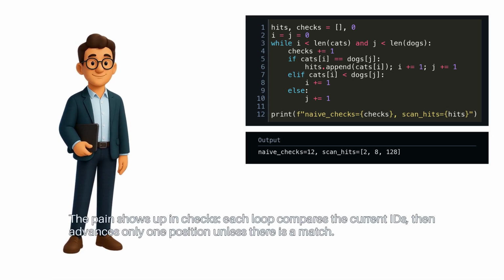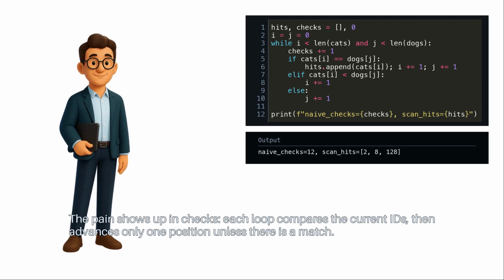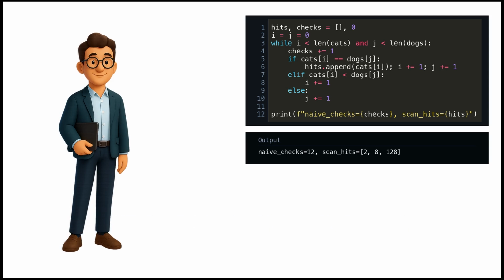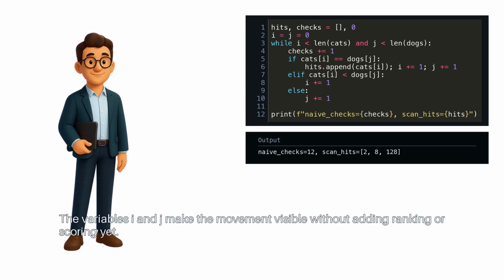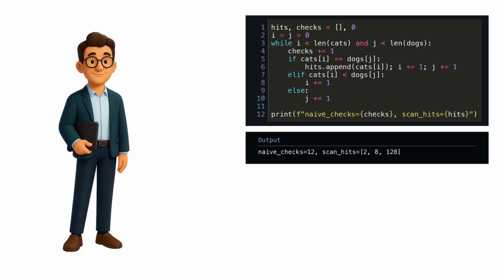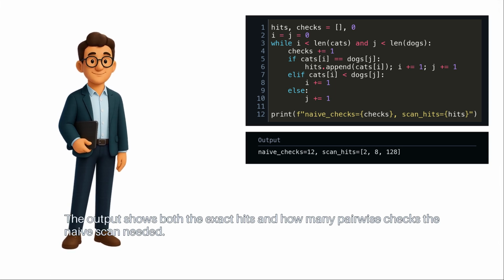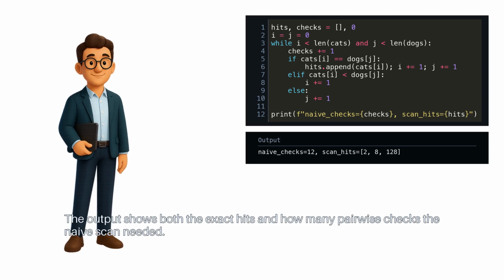It counts the checks. Each loop compares the current IDs, then advances only one position unless there is a match. That is correct and linear, but it still touches entries like 3, 5, 13, and 21, even when a later jump would be safe. The variables i and j make the movement visible without adding ranking or scoring yet. The output shows both the exact hits and how many pairwise checks the naive scan needed.